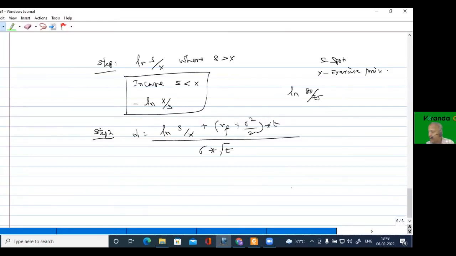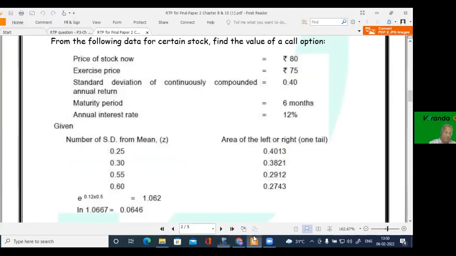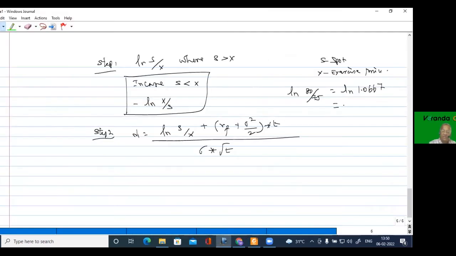Now let us take the calculator. AD divided by 75. What you get is natural log of 1.0667, which is given in the problem as 0.0646. Exactly the same problem I have handled in the class. I don't know how many of you remember that. I just covered it, but you take one more opportunity to explain that.